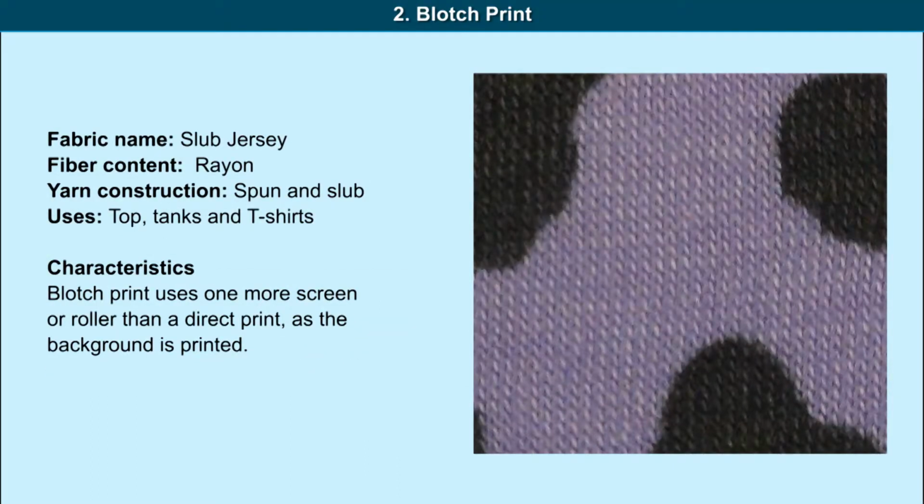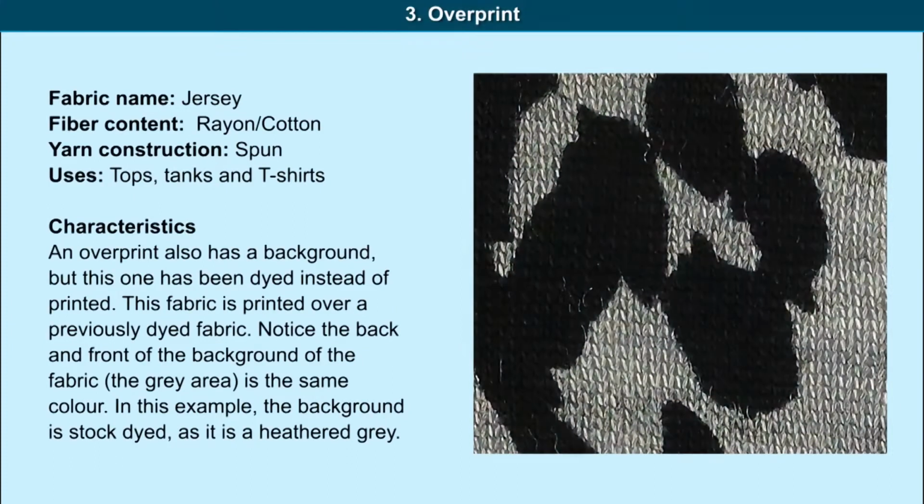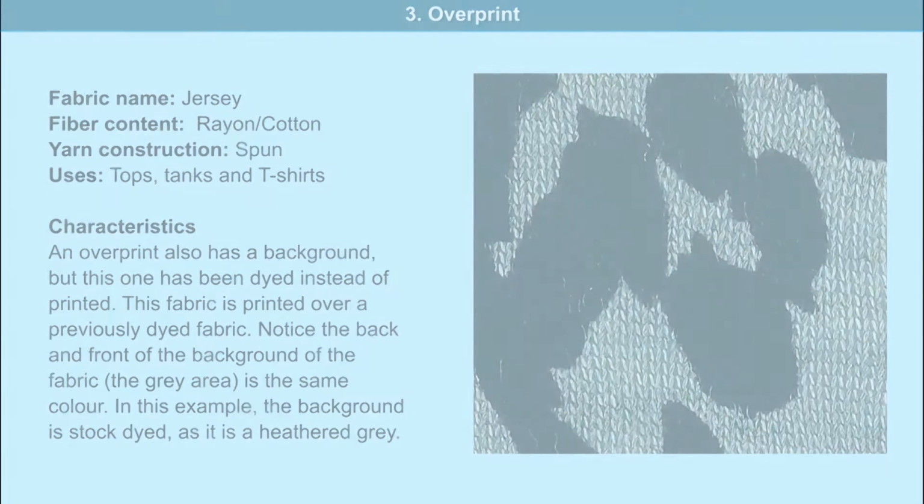Blotch print. This is used in slub jersey and the uses are in t-shirts and tanks. Blotch print uses one or more screens or rollers than a direct print as the background is printed. Overprint. An overprint also has a background, but this one has been dyed instead of printed. This fabric is printed over a previously dyed fabric. The back and front of the background are the same and it is a heathered grey.